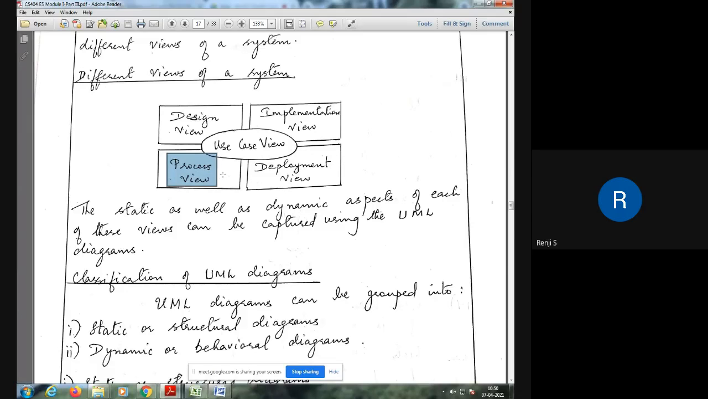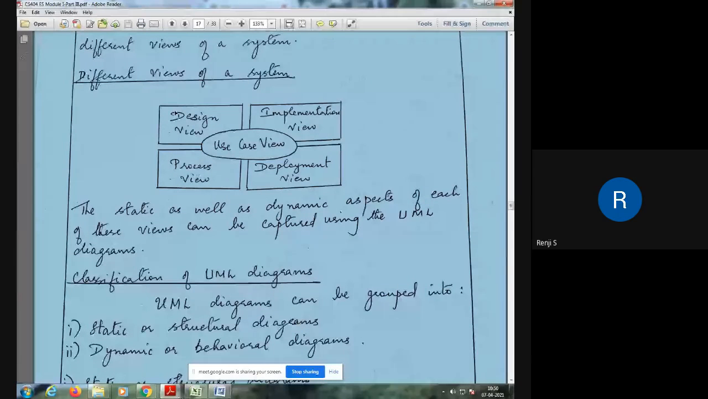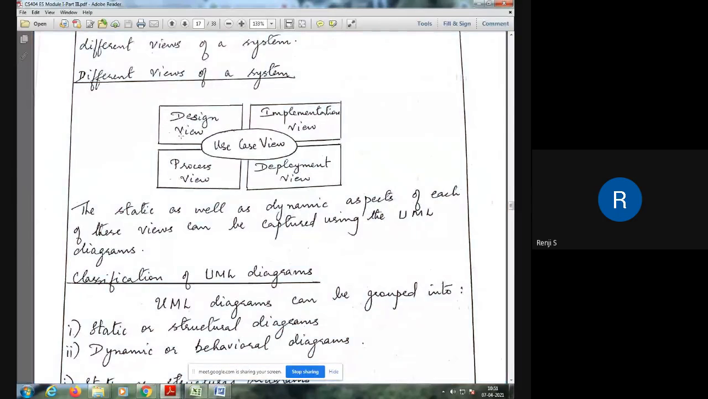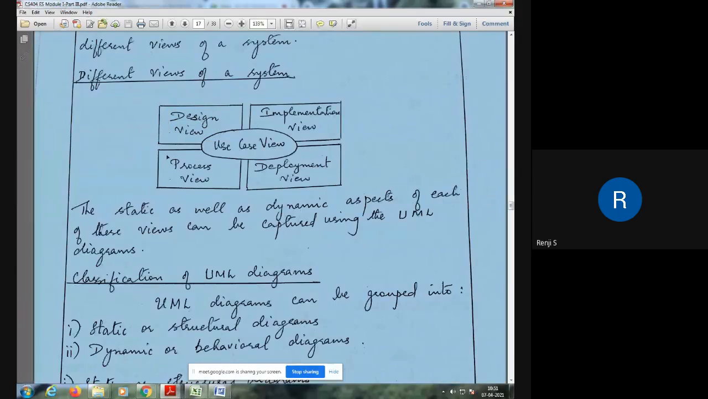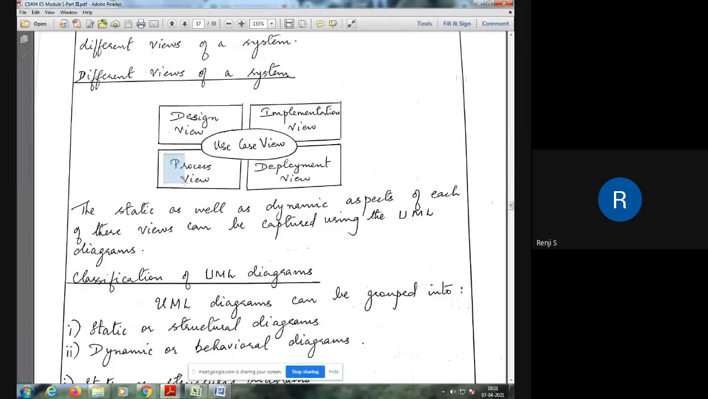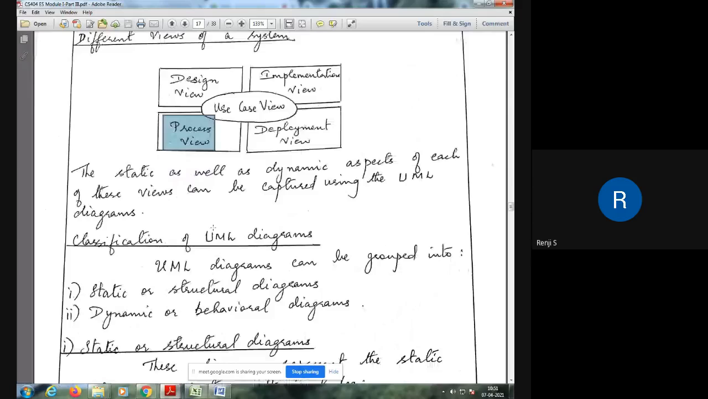So class diagrams come under two views. These two views can be represented using the class diagram. For the static design view, we use normal classes, and when active classes are involved, it will address the static process view of the system.